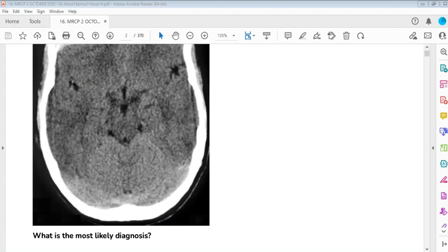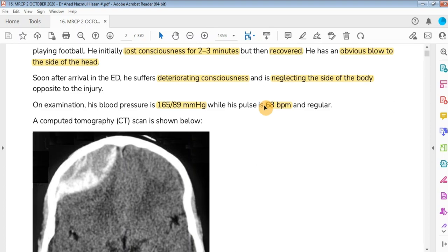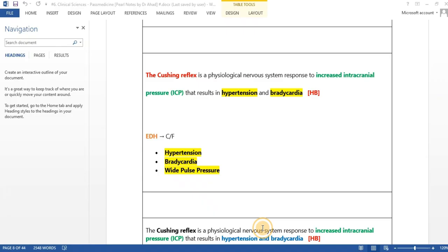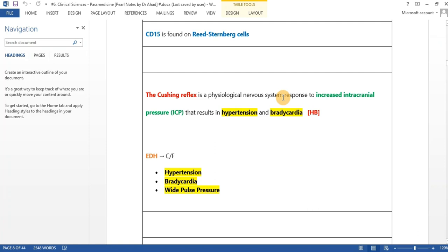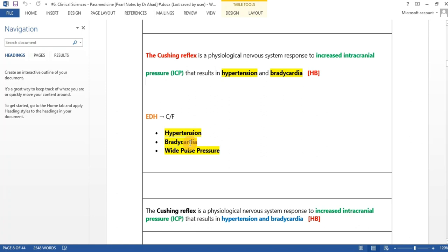And if we look carefully at the question, this patient has hypertension as well as bradycardia. The combination of hypertension and bradycardia is a component of the Cushing reflex. The Cushing reflex is a physiological nervous system response to increased intracranial pressure, that is raised ICP, that results in hypertension, bradycardia, and wide pulse pressure. This is commonly seen in case of extradural hematoma.